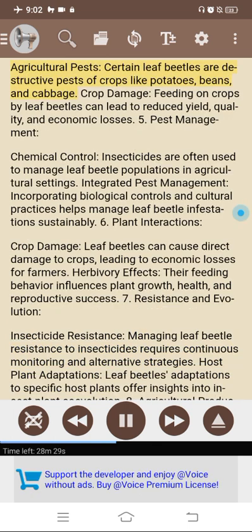4. Economic importance. Agricultural pests. Certain leaf beetles are destructive pests of crops like potatoes, beans, and cabbage. Crop damage. Feeding on crops by leaf beetles can lead to reduced yield, quality, and economic losses.